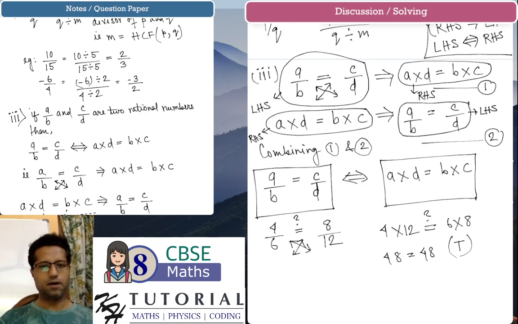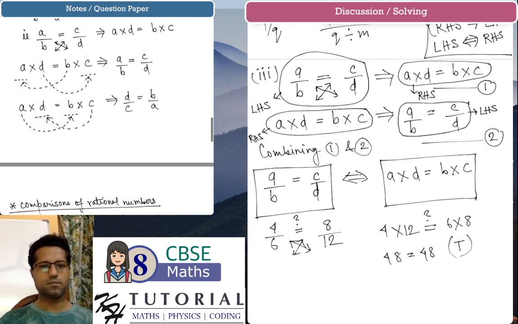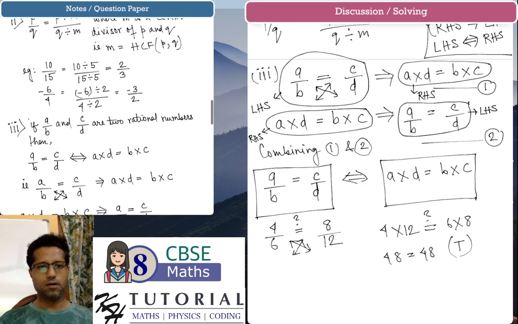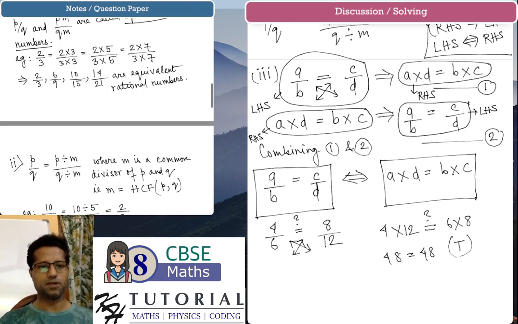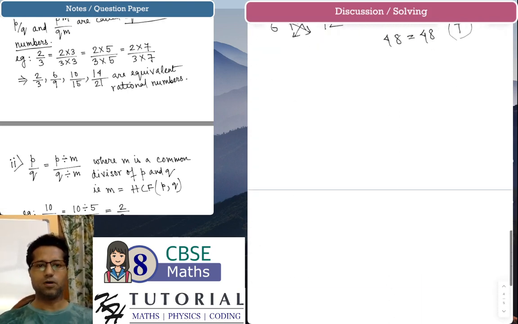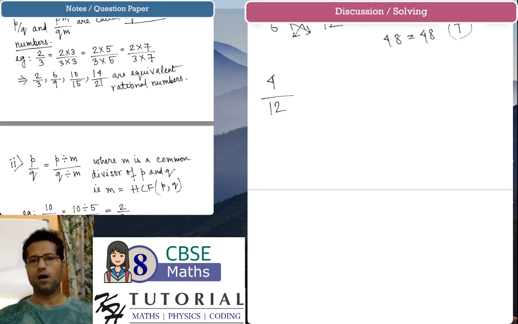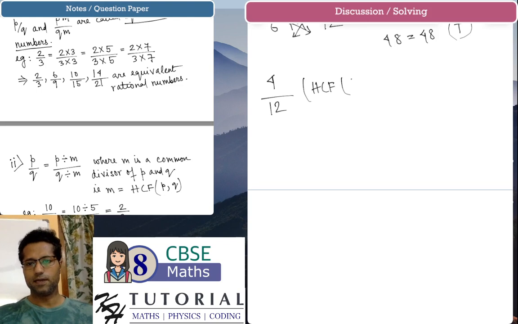So this was about the three properties of rational numbers. Now that you know these three properties, especially 1 and 2, let me come back to the point where I was discussing how to convert a rational number which is not in standard form, let's say 4 by 12. How do you convert it into standard form? First you have to find the HCF of the numerator and the denominator. We know that the HCF of 4 and 12 is 4.